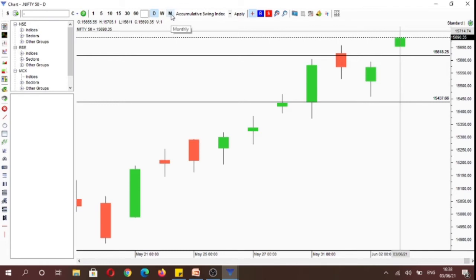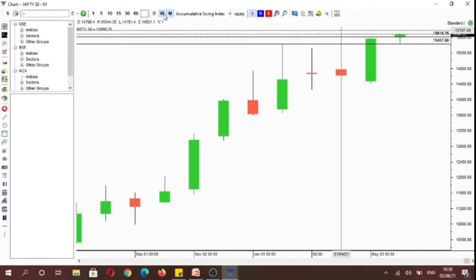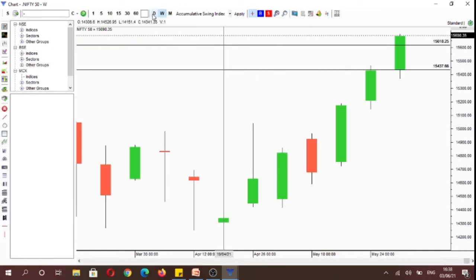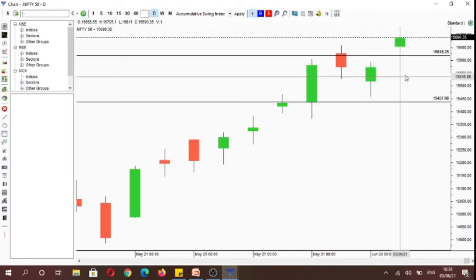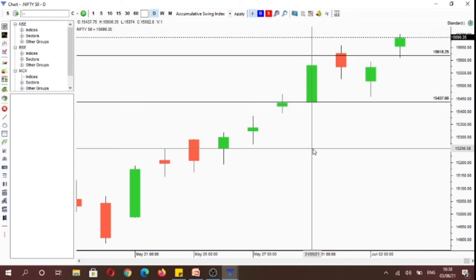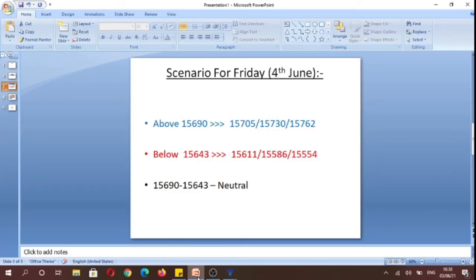If we see the monthly, it is under control of buyers. If we see the weekly, it is under control of buyers, and in terms of the daily structure, we are making a higher high and a higher low, so we are in an uptrend. And based on the price structure, we get the following scenario for Friday.